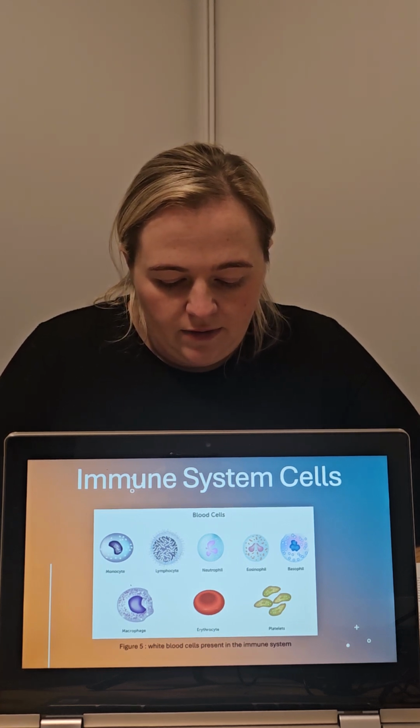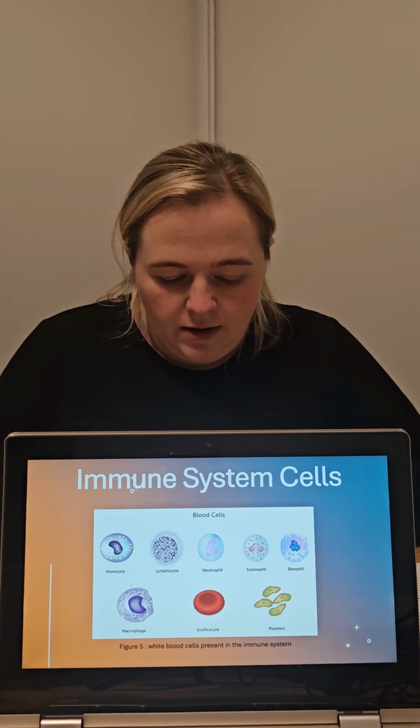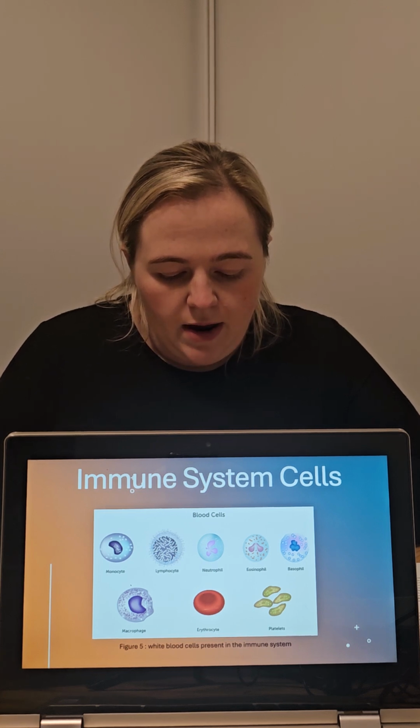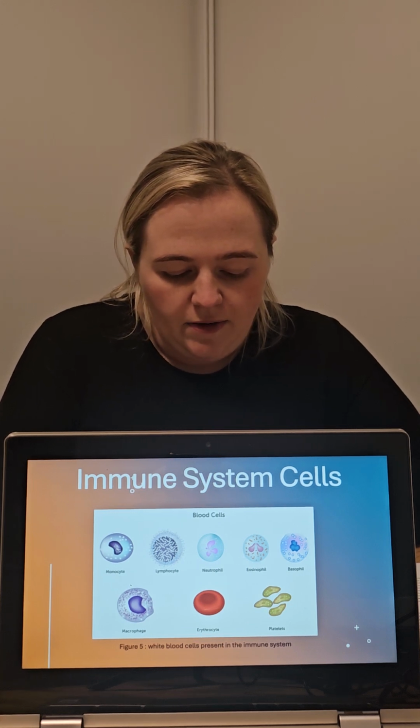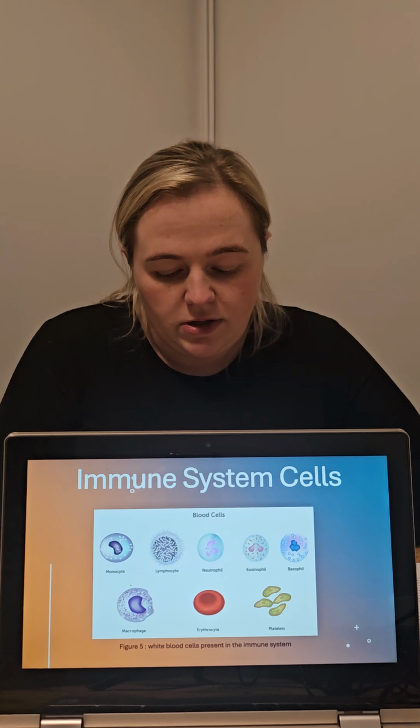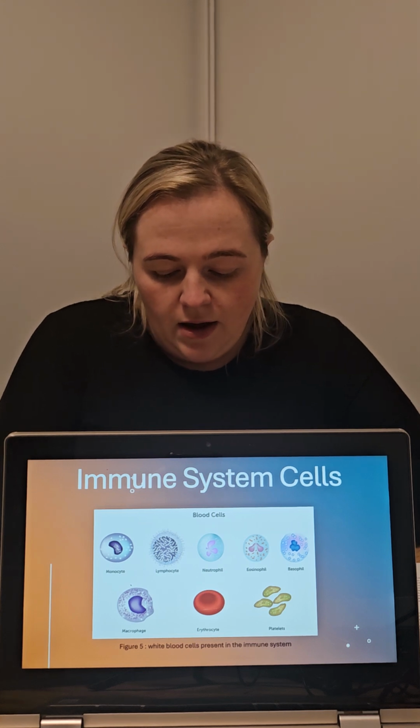Lymphocytes, these are found in the lymphatic tissue. These give the immune system memory and the antibodies to fight infection. Monocytes, these eat dead cells and pathogenic cells. They're the largest of the white blood cells.